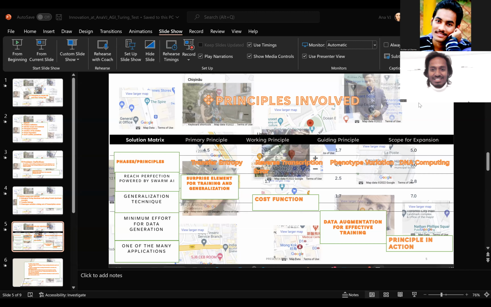Are you able to see my screen? Yes, I can see. Like we were discussing the cost function, and then we were moving on to the phenotype. Oh yeah, I'll give the dice to you.